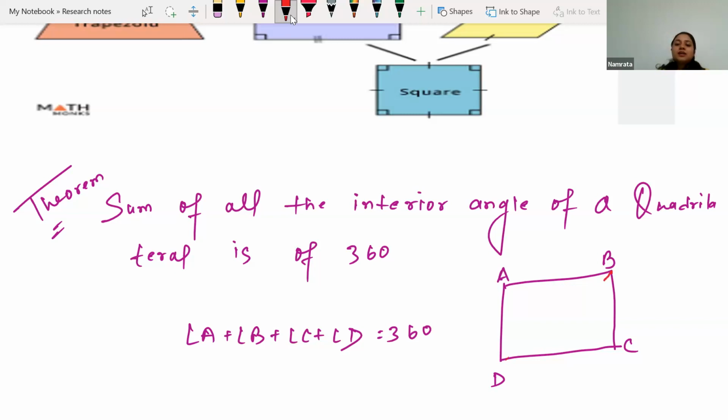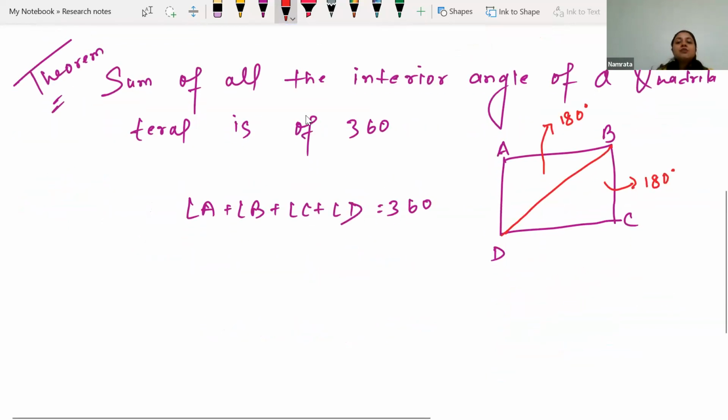If I draw diagonal BD like this, here you can see two triangles. The sum of the interior angles of this triangle is 180 degrees. The sum of the interior angles of this triangle is also 180 degrees, because we already know the angle sum property of a triangle. By using this theorem, we can say the sum of all the interior angles of this quadrilateral is 360 degrees. And if we have to write that, how will we write it?